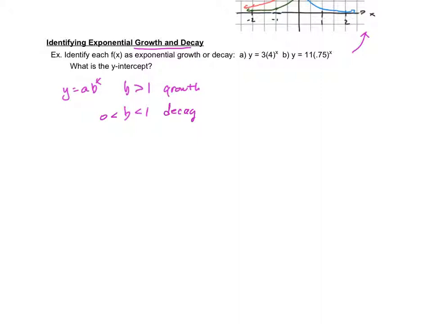But here we go. Looking at A, we want to know, is this going to be exponential growth or decay? Hopefully you recognize that your b value is 4, greater than 1, so it should be growth.